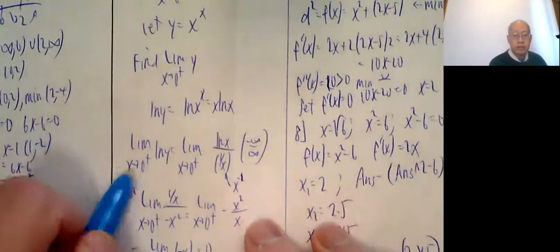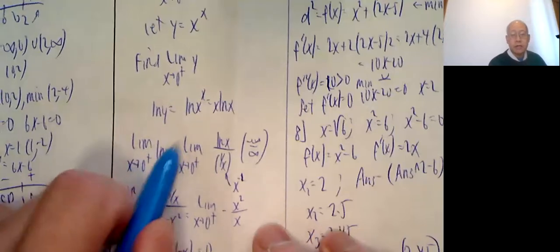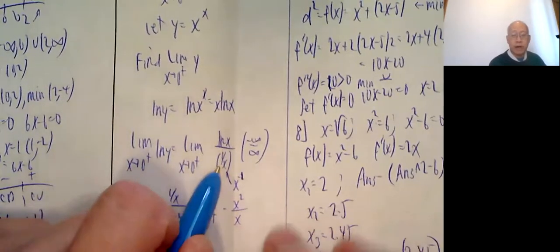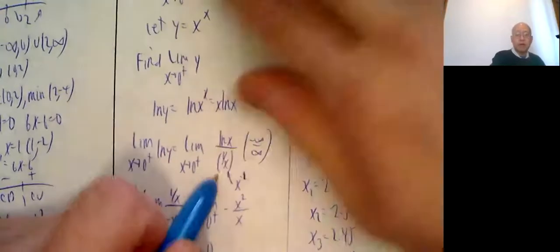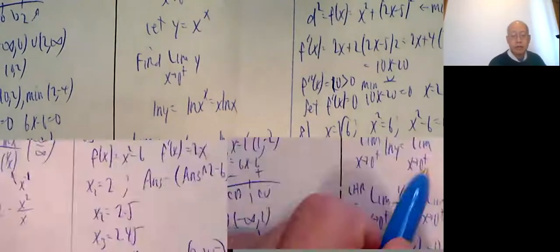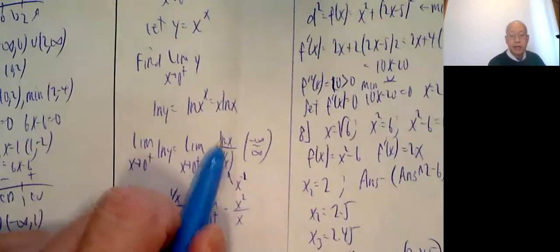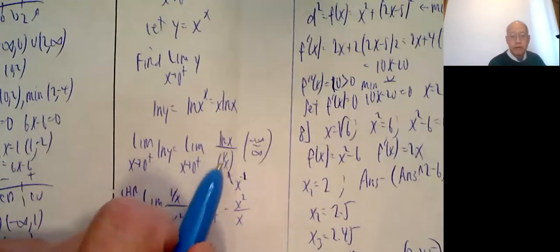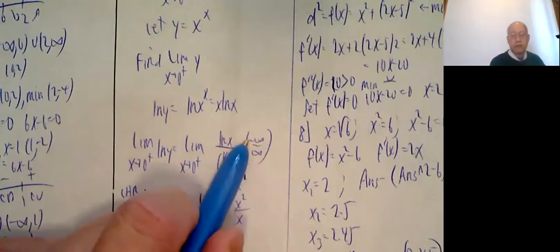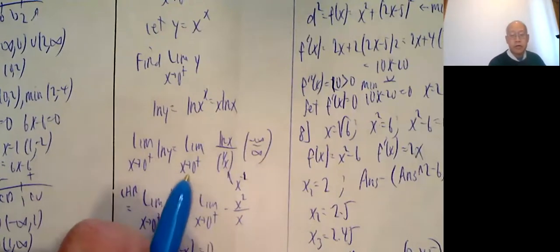So limit as x approaches 0 from the right of ln y is limit as x approaches 0 from the right of ln x divided by 1 over x. Multiplying by x is the same as dividing by 1 over x, but I'm writing it like this to do L'Hopital's rule. Now, when x approaches 0 from the right, ln x approaches negative infinity, 1 over x approaches infinity. So it's infinity over infinity type, even though it's negative infinity over infinity. Okay, so I can do L'Hopital's rule.